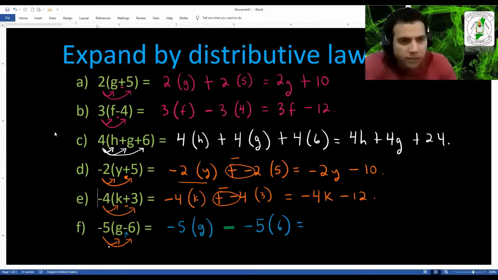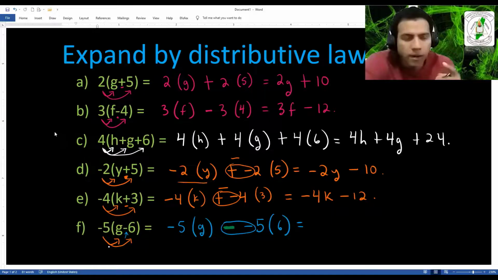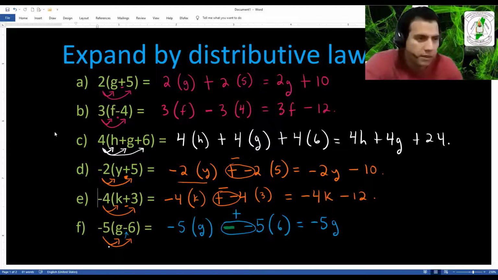So we follow the same step and we need to circle the two signs and make one. Different signs make negative, and same signs make positive. Like signs make positive, okay? So negative 5 times g is negative 5g. And then positive 5 times 6 is positive 30. So our answer is negative 5g plus 30. Okay, so this is expansion by the distributive law.